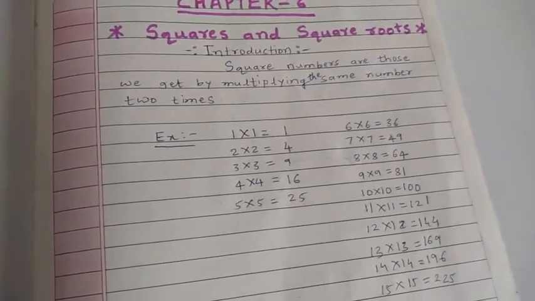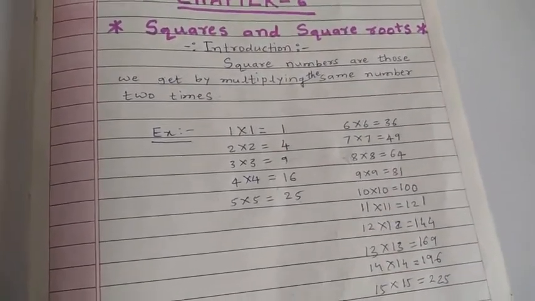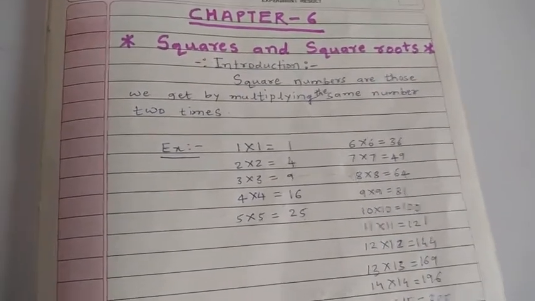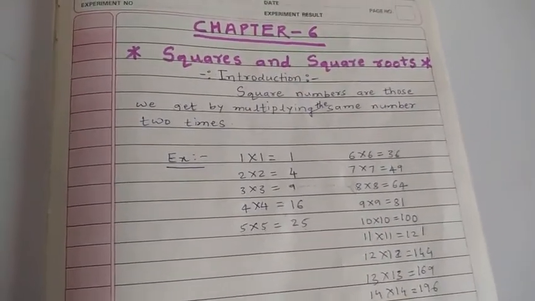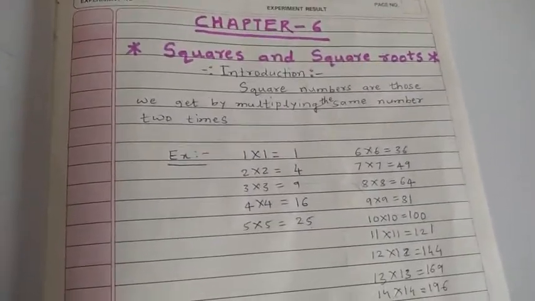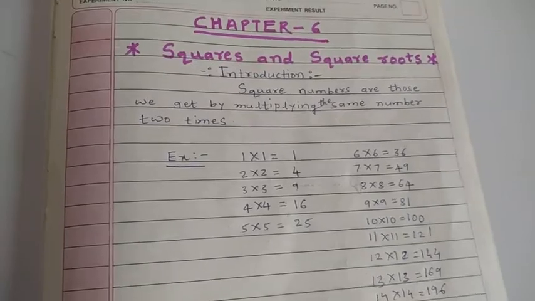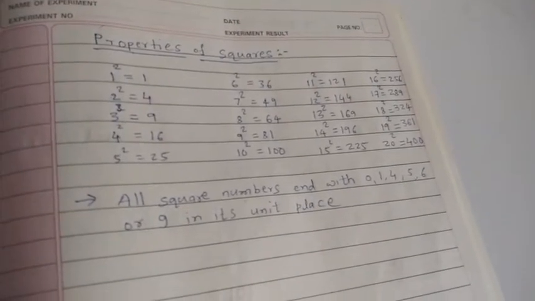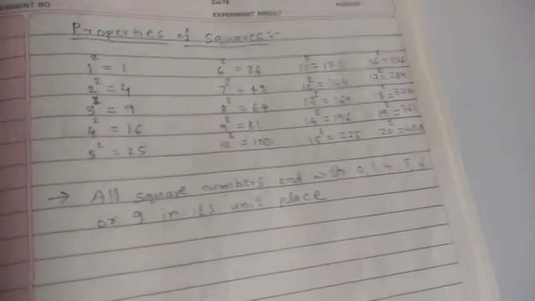So this is regarding the introduction of the square. Let me repeat one more time. Square numbers are those we get by multiplying the same number two times. Next we are going to study about the properties of squares.